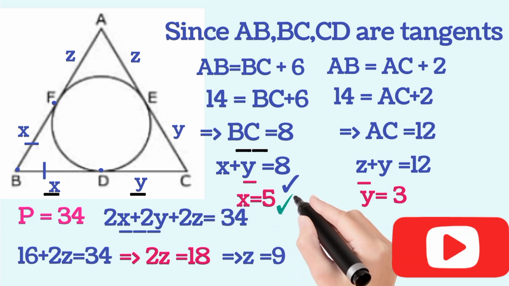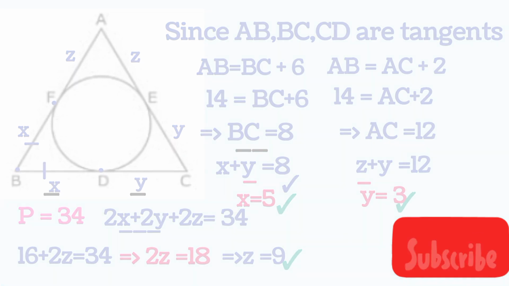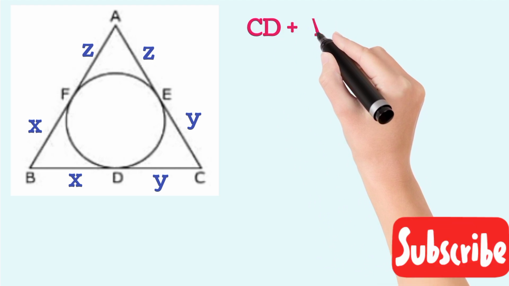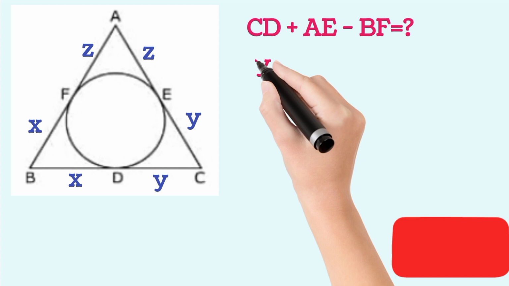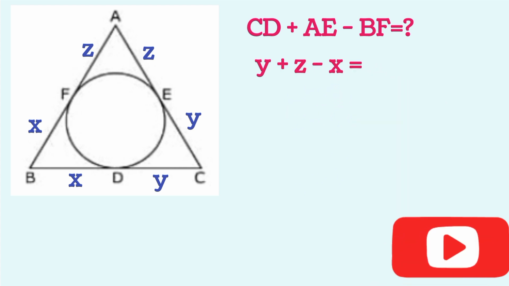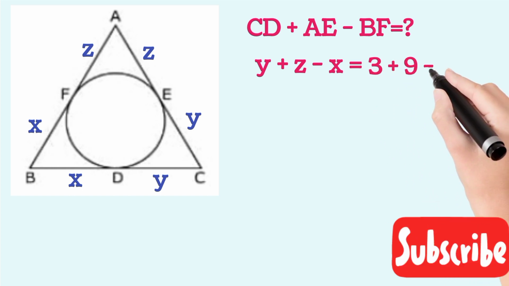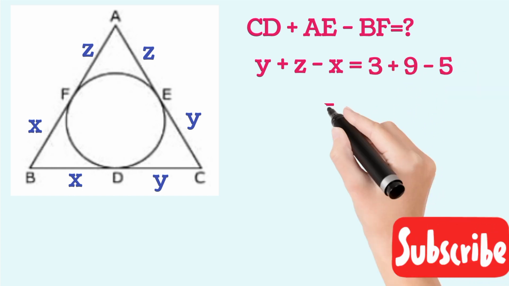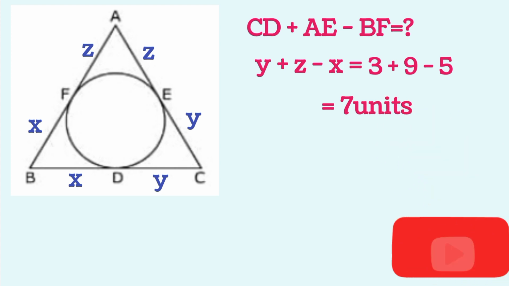So now we have x is equal to 5, y is equal to 3 and z is equal to 9. We have to find out the value of CD plus AE minus BF. Now CD is Y, AE is Z and BF is X. Now substituting the values, we will get 3 plus 9 minus 5. This is equal to 7 units. So this is the answer for the question.